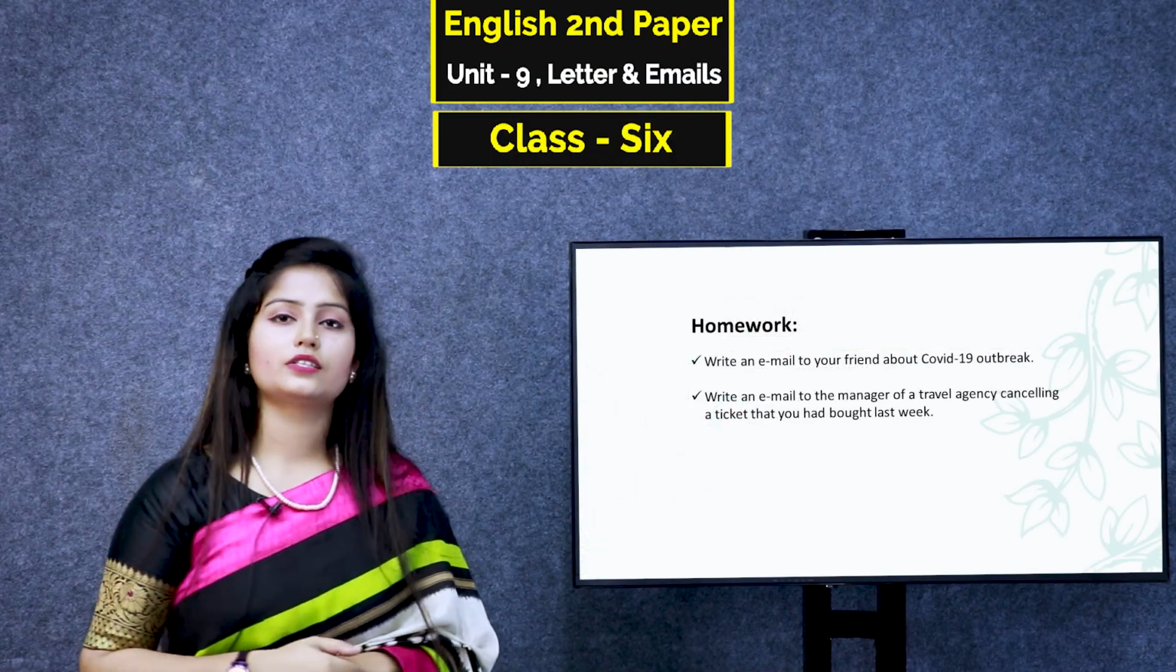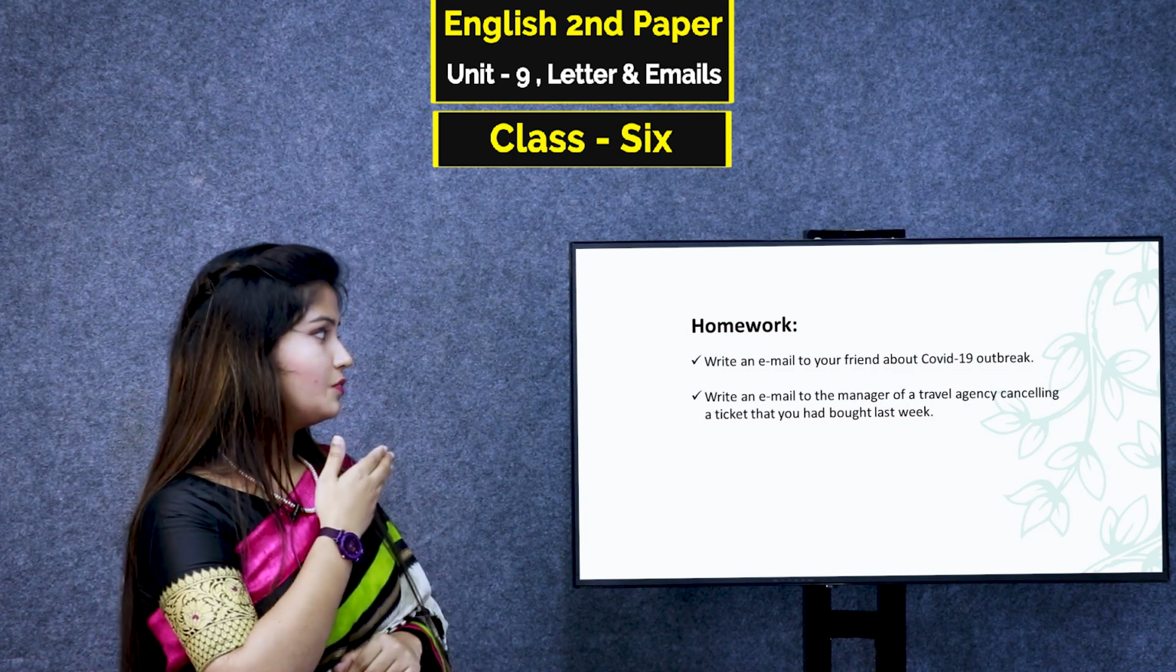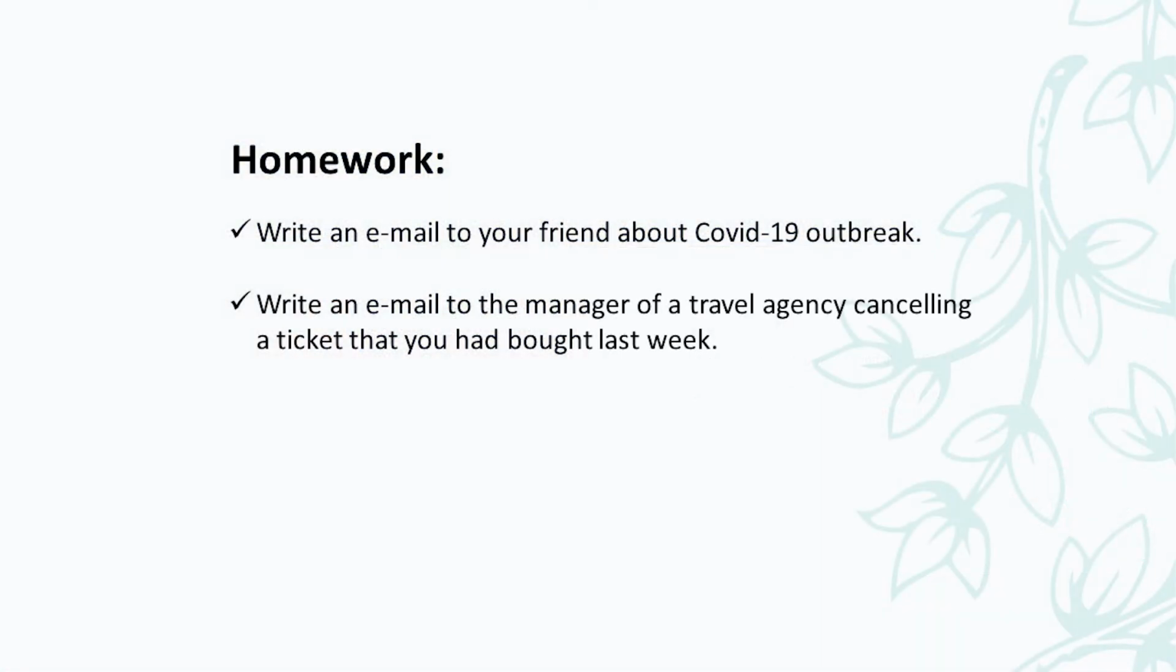So it's time to get your homework. Write down, everyone. Write an email to your friend about the COVID-19 outbreak. This is an informal email and you need to write it down. When your school is open, you will show your teacher this email. And write an email to the manager of a travel agency cancelling a ticket that you had bought last week. So you bought a ticket last week.